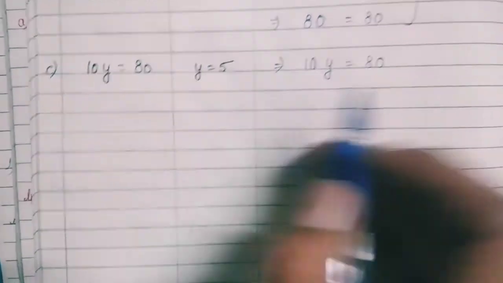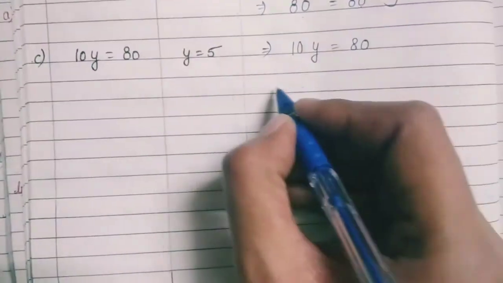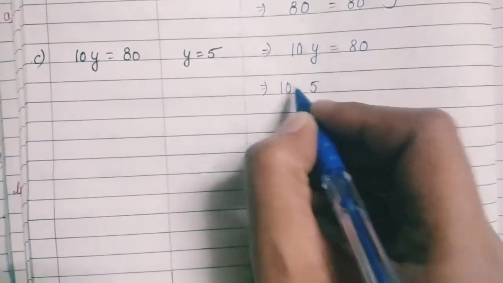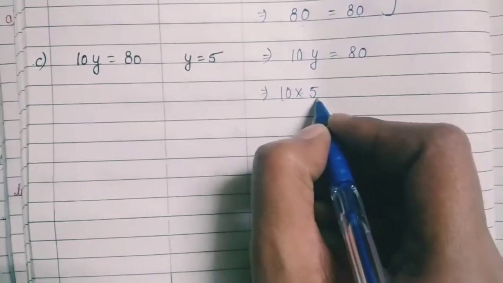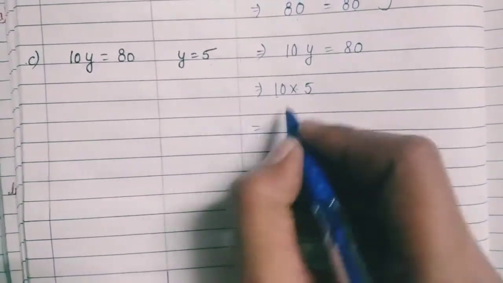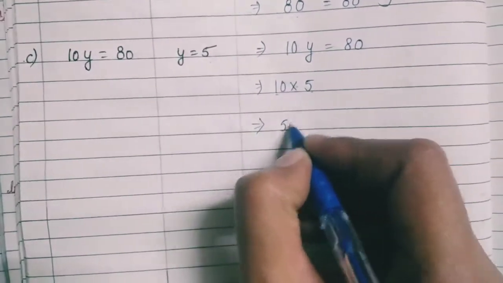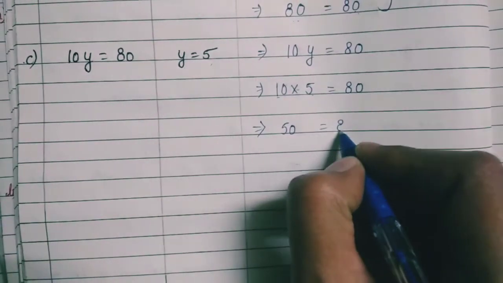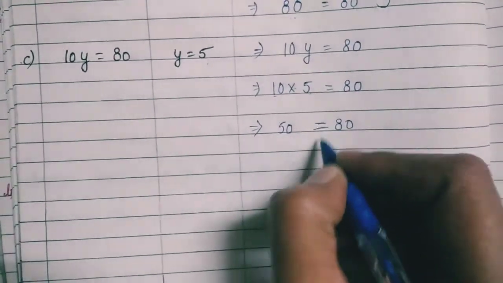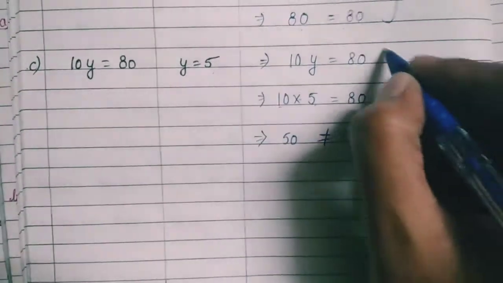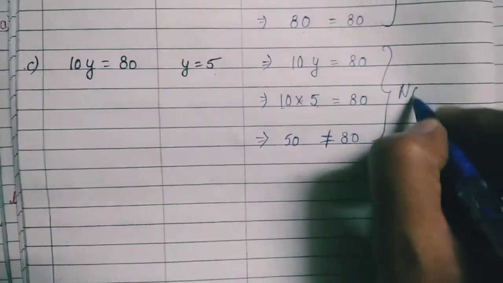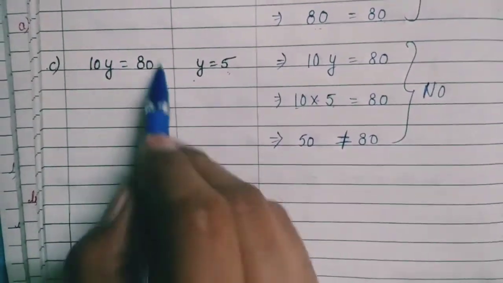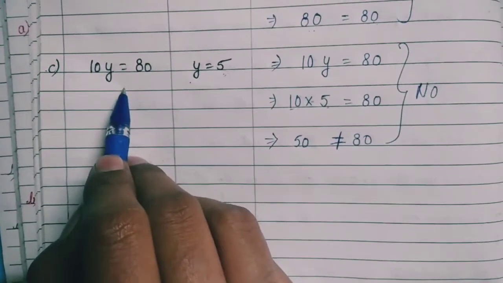Part C gives us the equation 10y is equal to 80 and the y value as 5. It means in the place of y what will we put? 5. 10 is already there and in between the symbol is multiply. Okay, 10 into 5 is 50 and the equation is telling us it is not 50, it is 80. You can simply see they are not equal. It means the answer is no. For y is equal to 5, our equation is not satisfied.